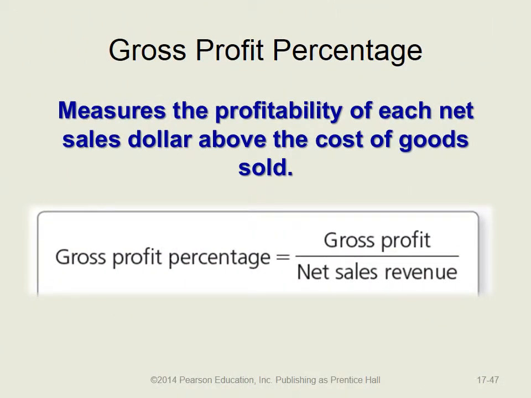The gross profit percentage measures the profitability of each net sales dollar above the cost of goods sold. It is computed by dividing gross profit by net sales revenue. Note that we've already seen this ratio when we prepared the vertical analysis that we did earlier.